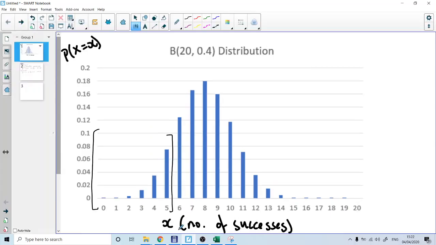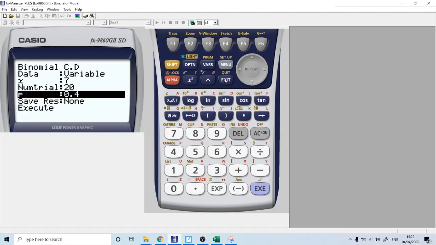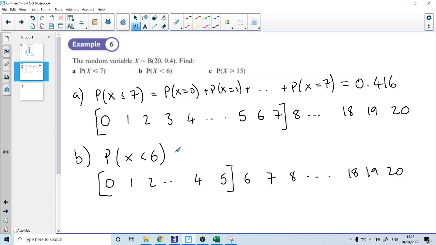So on our calculators, we're going to put our upper x value as 5. And that's going to add up all the x probabilities from probability of x equals 0 up to x equals 5. And we get that answer of 0.126.